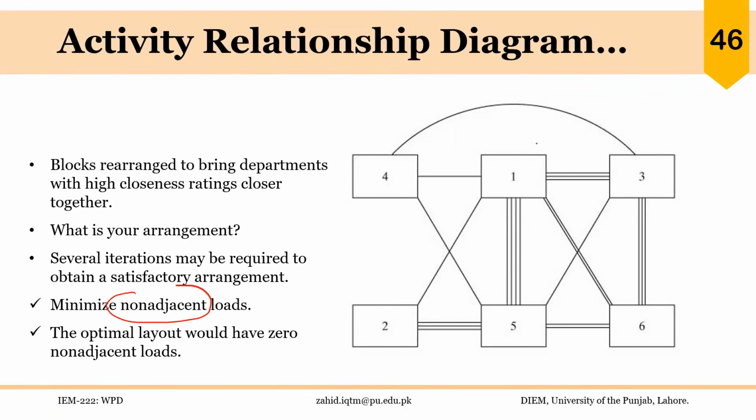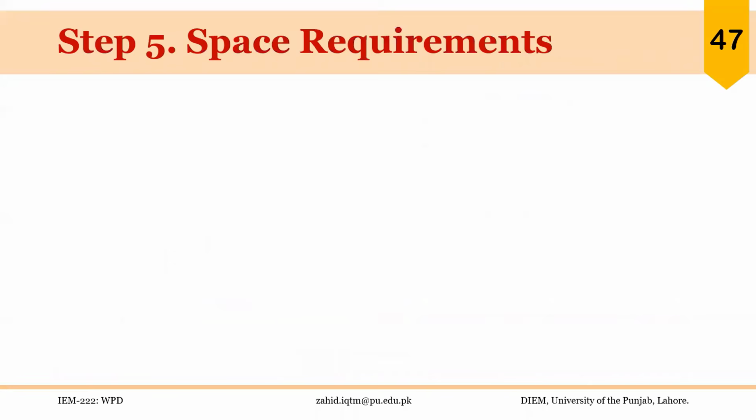So you could play with this grid and make a certain arrangement, calculate the non-adjacent loads, make a new arrangement, and calculate non-adjacent loads, and see which arrangement gives the minimum number of non-adjacent loads. Ideally, there should be 0 non-adjacent loads. And there are different software that can help you do that, because practically you could have many departments in the organization instead of 6. So you could use those software, or you could use trial and error to see which arrangement gives the minimum number of non-adjacent loads. The next step is to calculate the space requirements.